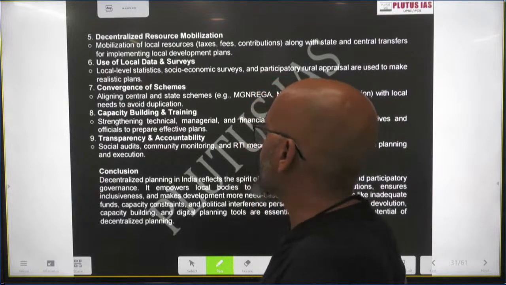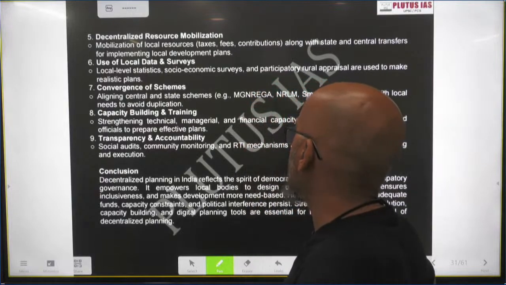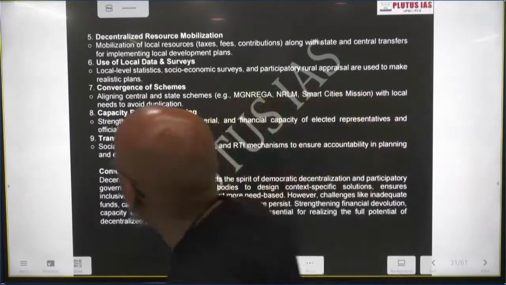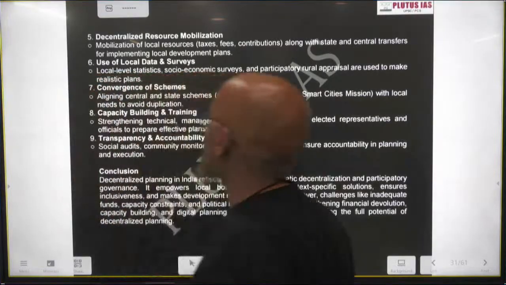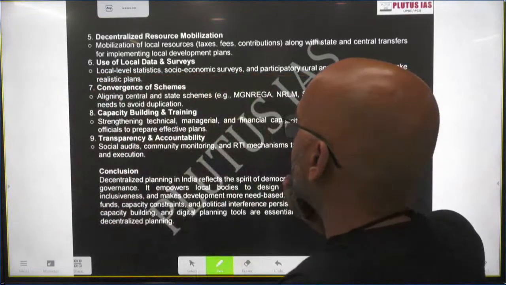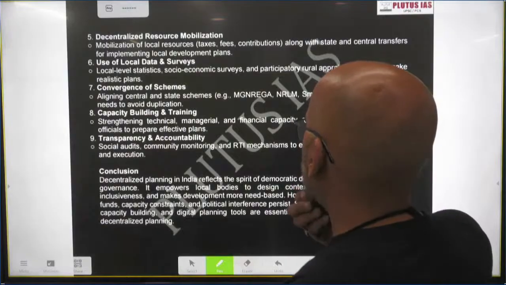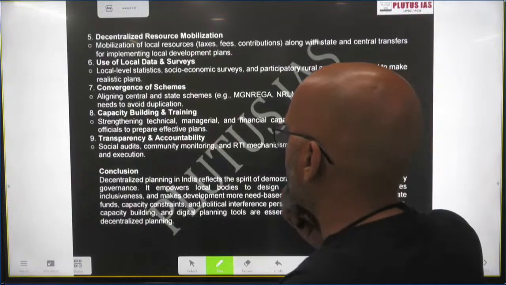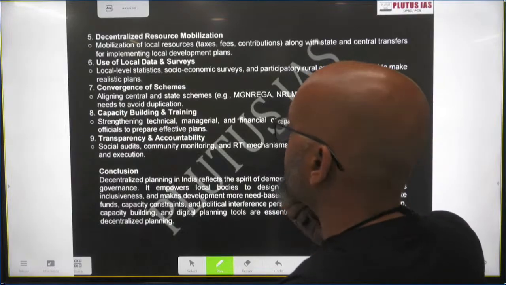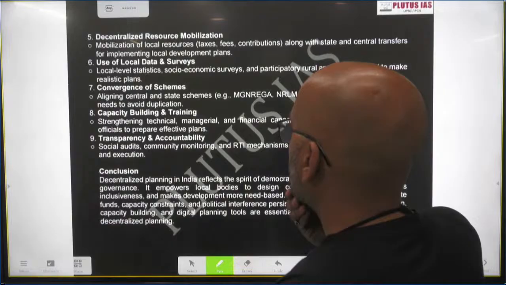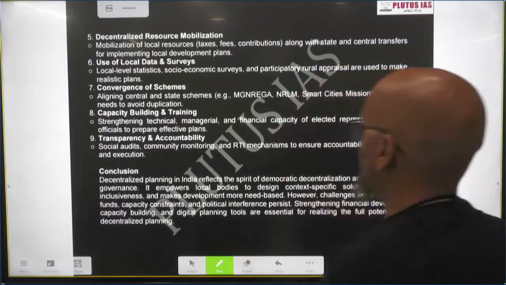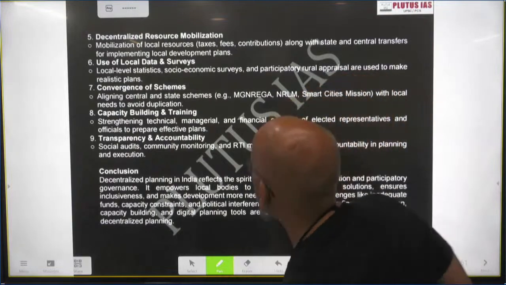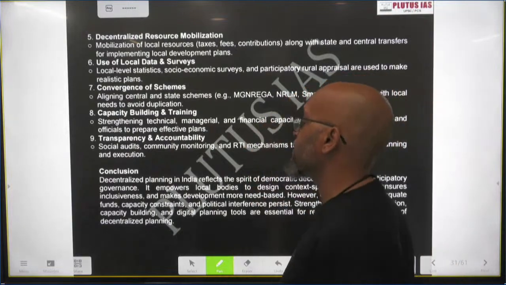Then convergence of schemes: aligning central and state schemes like MGNREGA, NRLM, and Smart Cities Mission with local needs to avoid duplication. Capacity building and training: strengthening technical, managerial, and financial capacity of elected representatives and officials to prepare effective plans. Transparency and accountability: social audits, community monitoring, and RTI, the Right to Information mechanism, to ensure accountability in planning and execution.